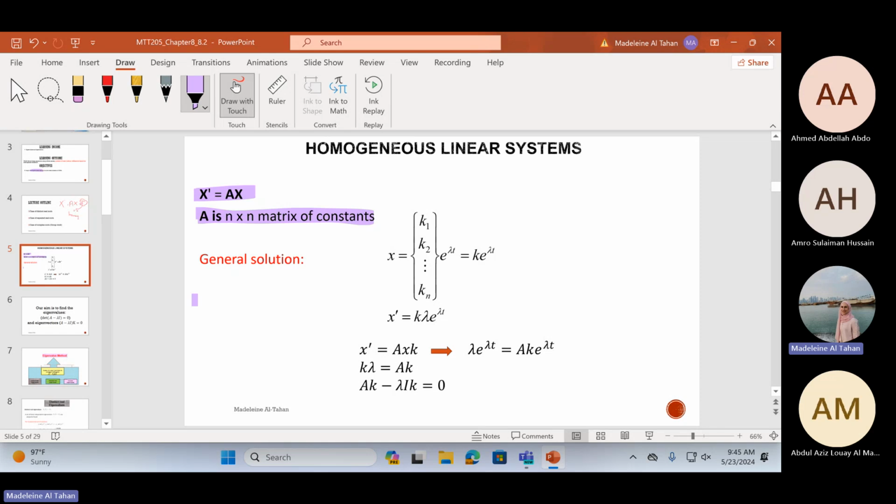So I will write x equals K e to the lambda t. Substitute. What will we get as x prime? It means that lambda K e to the lambda t equals A K e to the lambda t. And then what will we get? Lambda K equals A K.